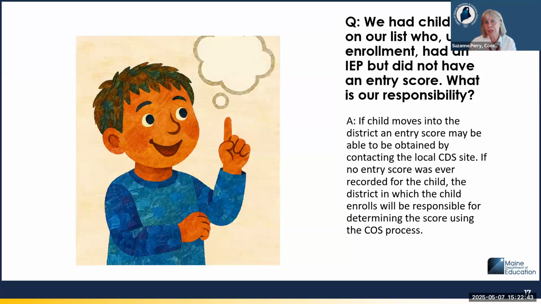We had children on our list who, upon enrollment, had an IEP, but did not have an entry score. What's our responsibility for that? So if a child moves into the district, an entry score may be able to be obtained by contacting the local CDS site. If no entry score was ever recorded for the child, the district in which the child enrolls will be responsible for determining the score using the COAST process.